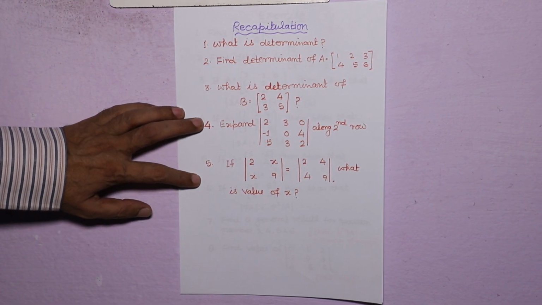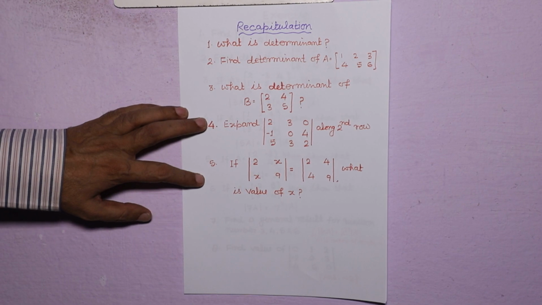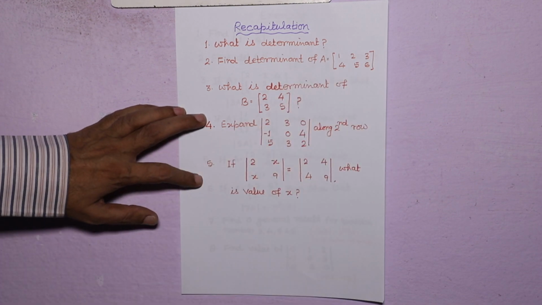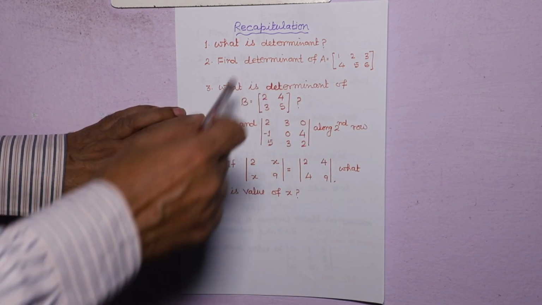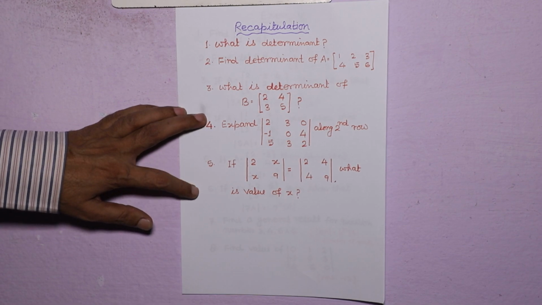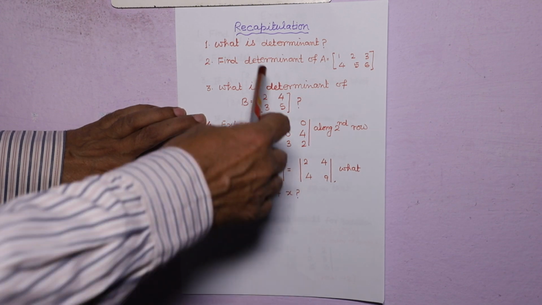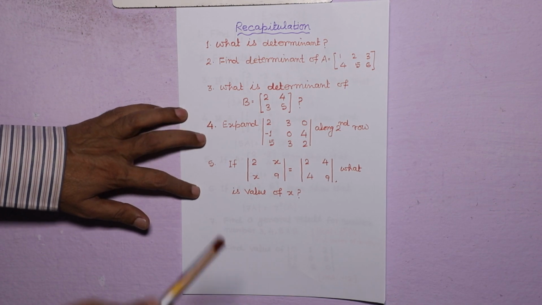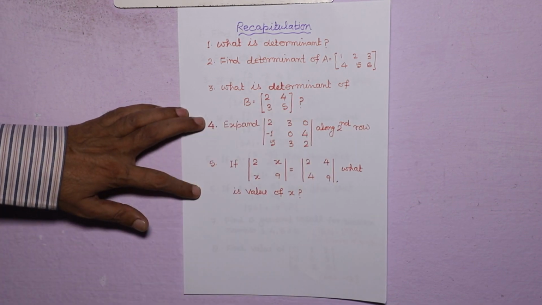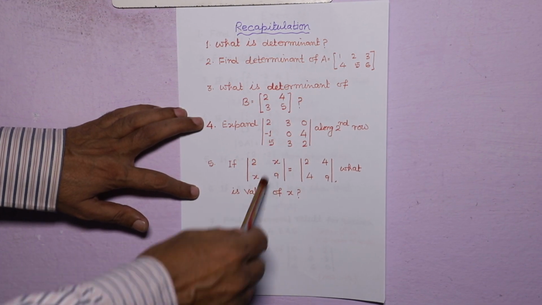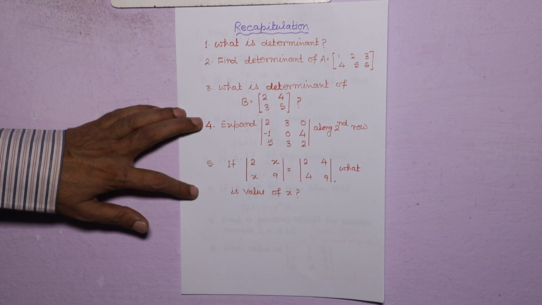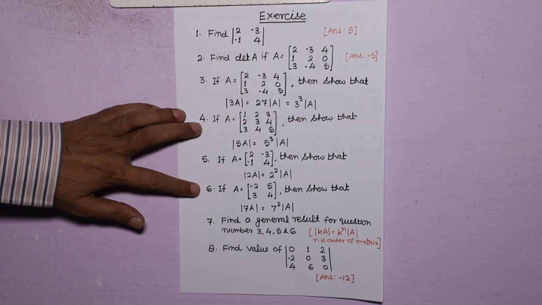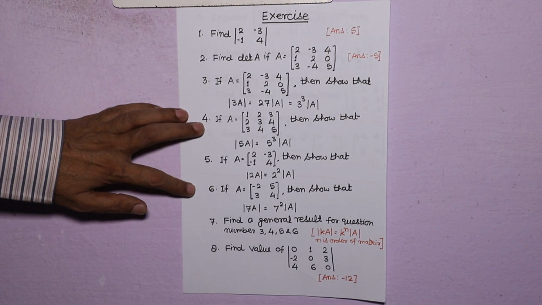So students, what have you learned? What is a determinant? It is a value, right? Find the determinant of this matrix. Yes, this will not exist because it is not a square matrix, it is a rectangular matrix, so its determinant will not exist. What is the determinant of this? Yes, expand this along the second row. Next, if the determinant 2x x, 9 equals the determinant 24 4, 9, what is the value of x? Yes, you can get it by expanding this. So what you have learned, now you have to solve these questions.